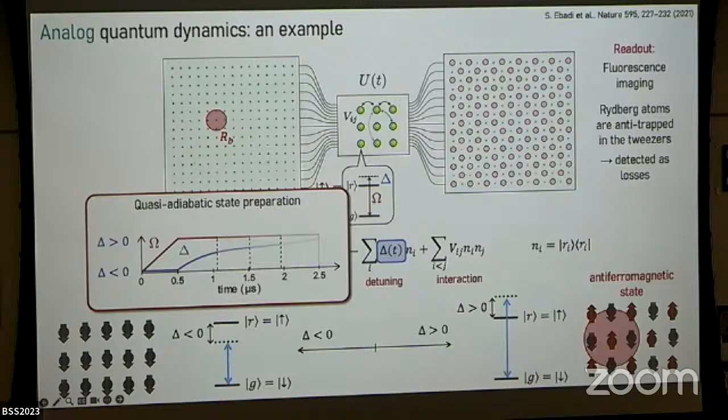Mm-hmm. Yeah. I wish I had 1,000 qubits. So yeah, at some point we're going to get into that regime where it becomes problematic.